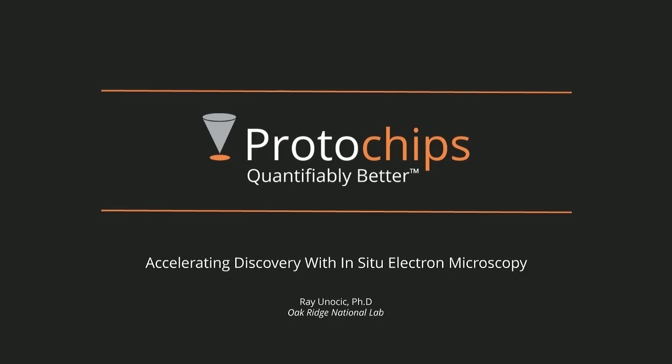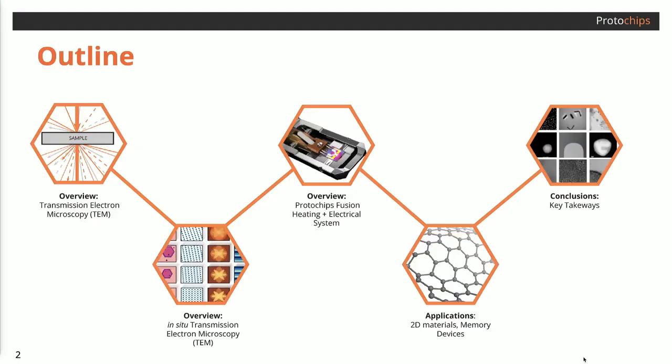So in my presentation, I hope to cover some of the basics of conventional and in situ transmission electron microscopy as it pertains to those tools' utility in scientific research. I'll then explain in more detail how our fusion heating and electrical biasing system works, as well as present a few examples from applications in 2D materials and memory devices. But I'll be keeping my presentation pretty brief today so that I leave plenty of time for Dr. Unocic to talk about some of the really exciting stuff his lab's doing. So you'll definitely want to stick around to hear more about their exciting work.